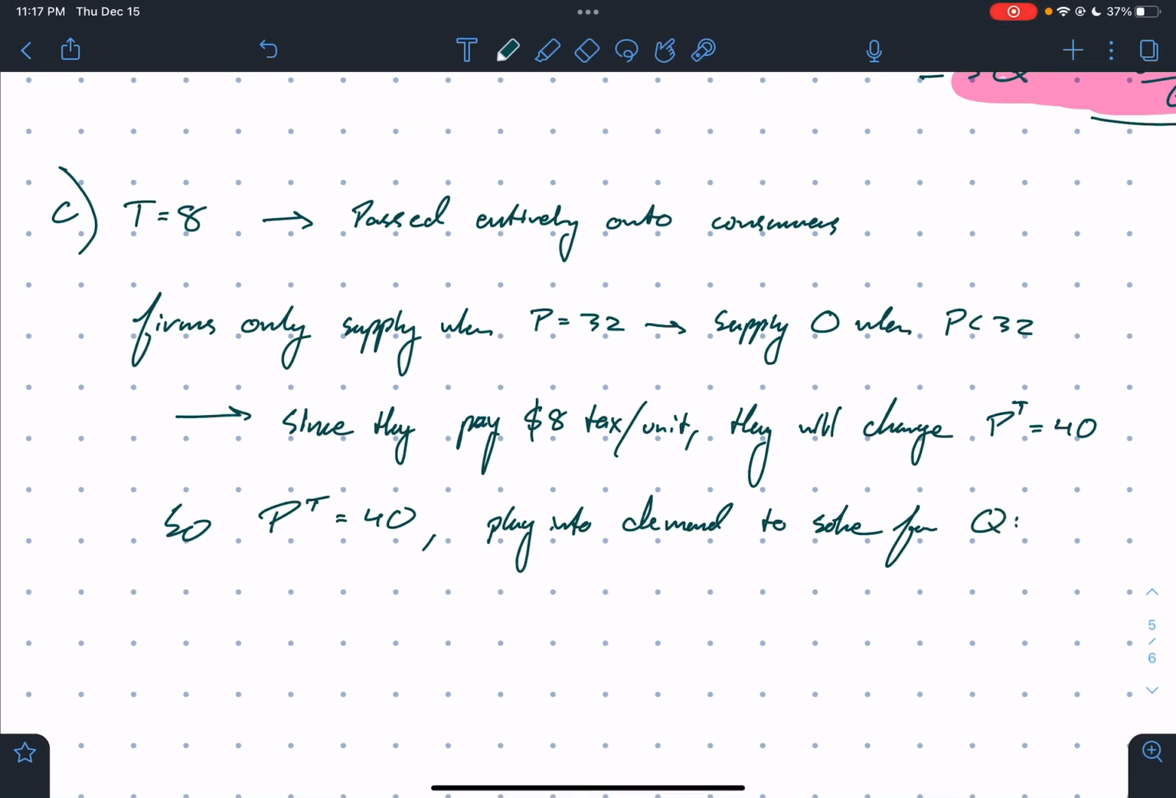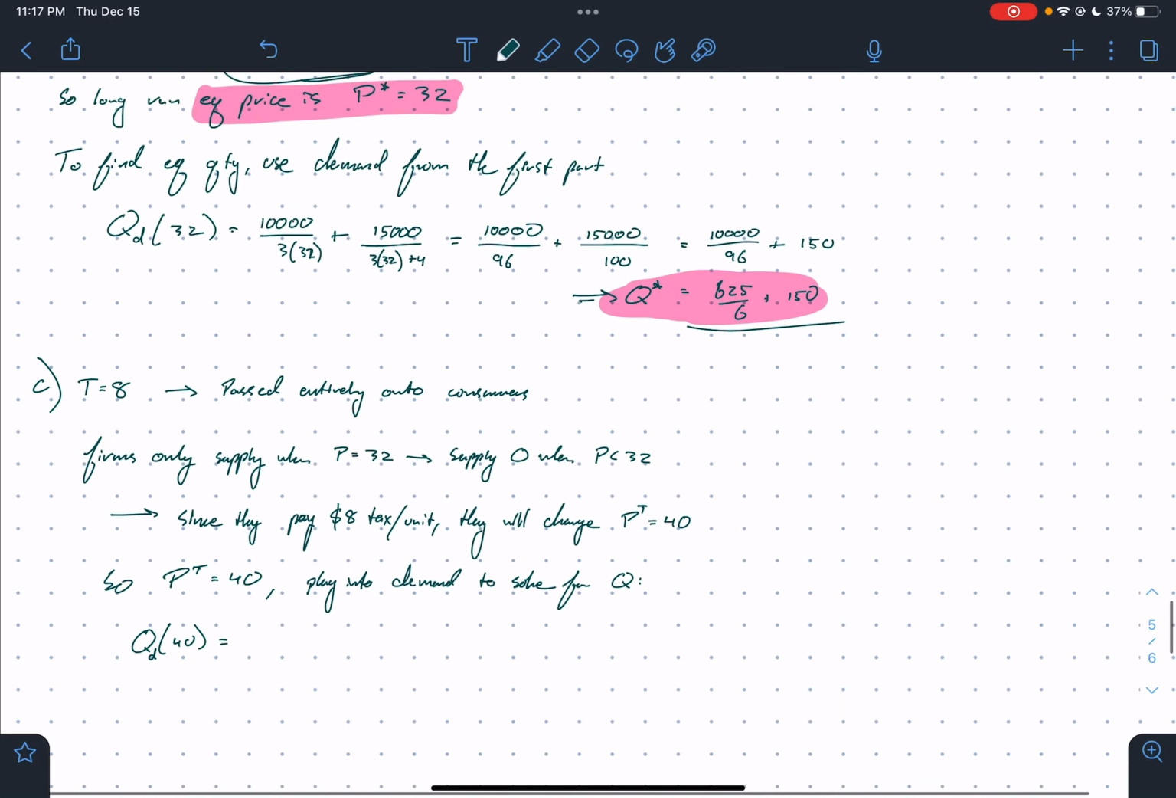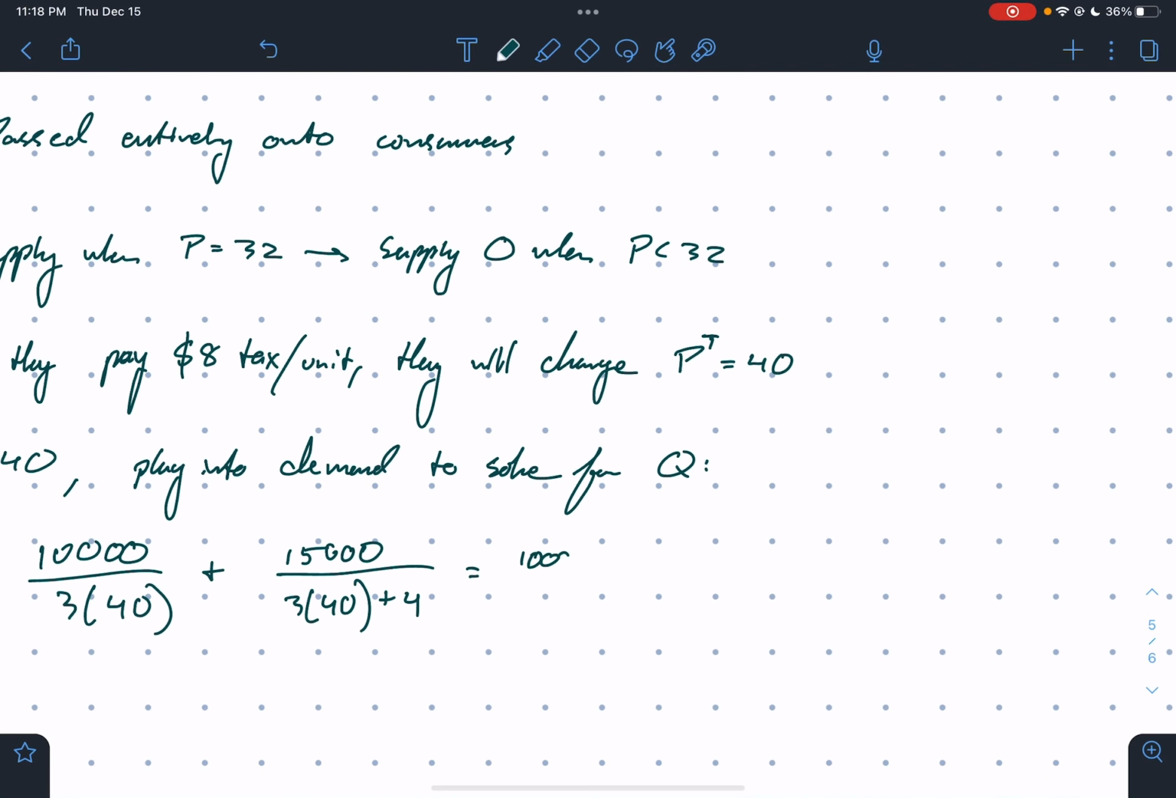So to solve for quantity, we do the same thing as we did before. We'll just plug this new price into the quantity demanded. So QD of 40 is going to be 10,000 over 3 times 40 plus 15,000 over 3 times 40 plus 4. So we get a nice 10,000 over 120 plus 15,000 over 124.